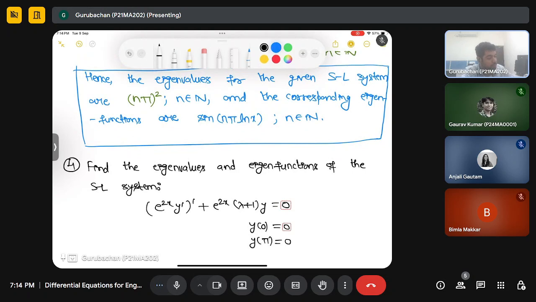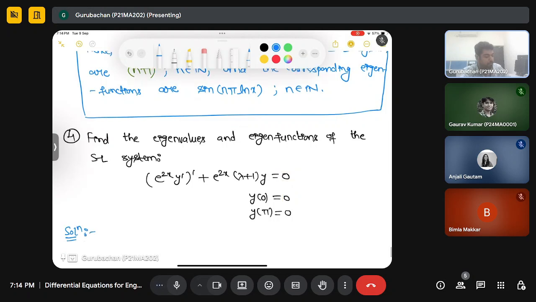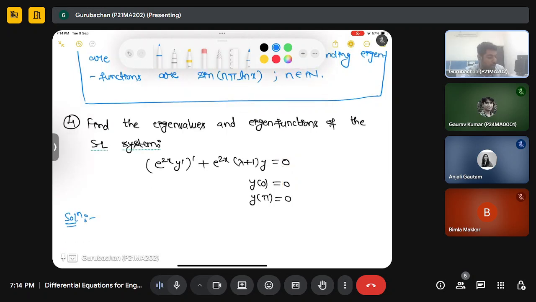So this is your given SL system. In this system, first you will write it in the form Ly equal to lambda y. While writing Ly equal to lambda y, you will get e to the power minus 2x, with the derivative of e to the power 2x y', plus y, with a negative sign, equal to lambda y.